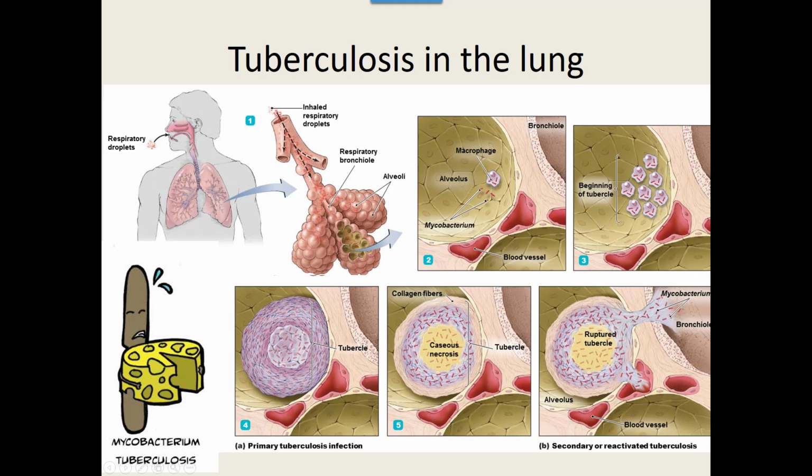Now, what can happen with this tubercle is after a while, these cells start to die, and they don't live forever. And so that's the caseous necrosis. It's these white blood cells dying. And what happens in secondary or reactivated tuberculosis is this tubercle ruptures, and now you have this bacteria getting released to go infect more parts of the lung. So it's just a rupture of the tubercle.